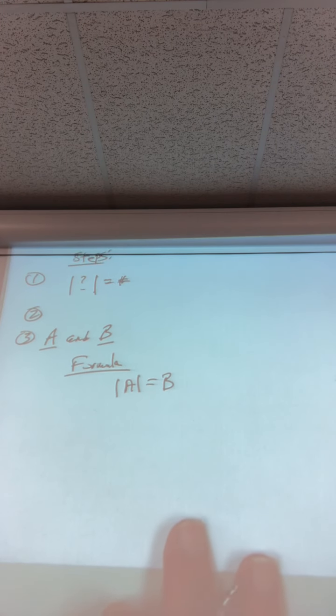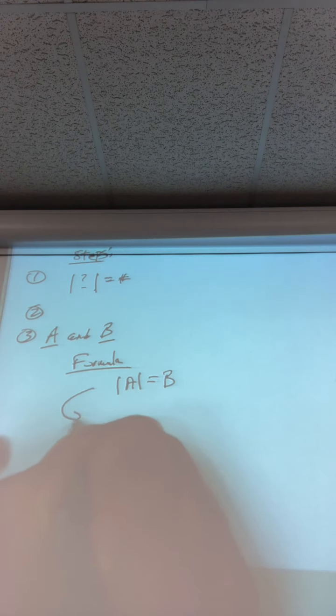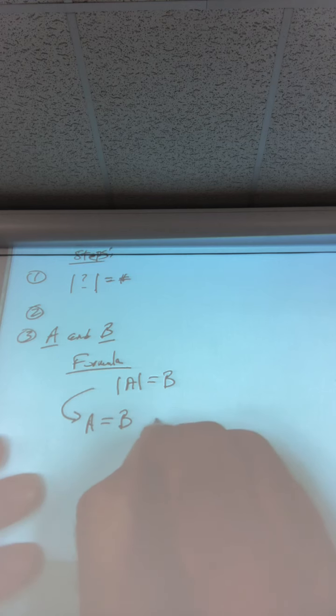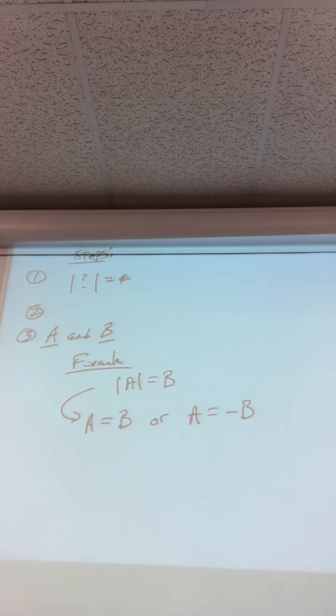Absolute value of A equals B. Here's how we're going to rewrite it: A equals B or A equals negative B. You could put either one of those first. Let me point out a couple of things. I know this doesn't make sense yet, but it will.